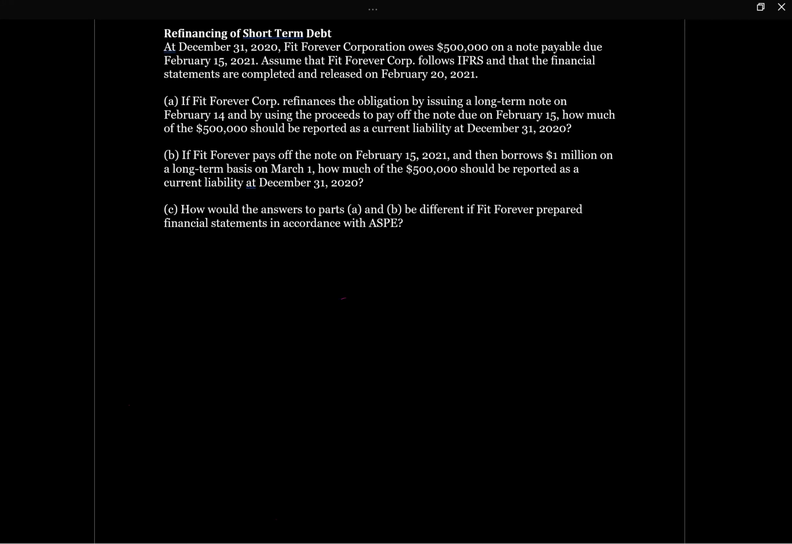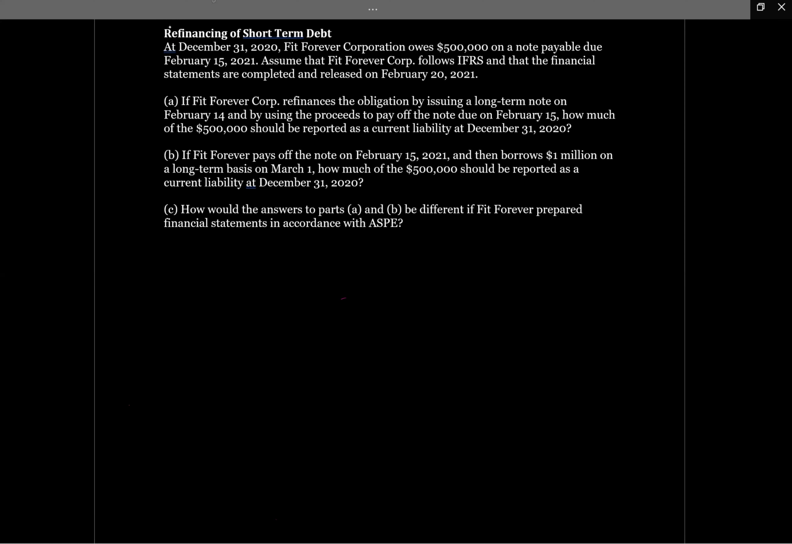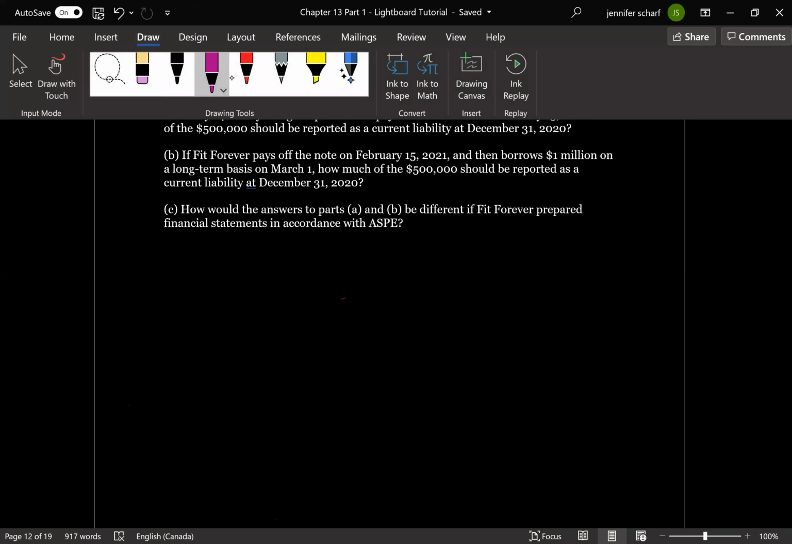And if they pay off the note February 15th and then they borrow $1 million on March 1st, how much of the $500,000 should be reported as a current liability? And then the second part of this question is how our answers would be different if Fit Forever followed IFRS. So let's start by making a timeline here so that we can get a sense of what's going on.